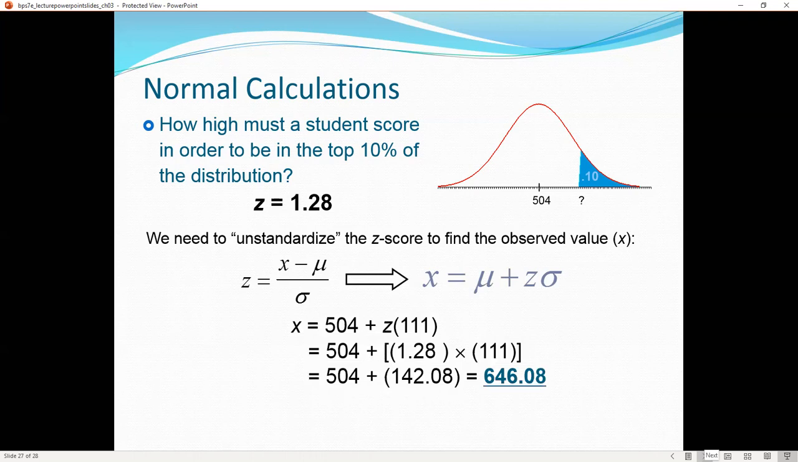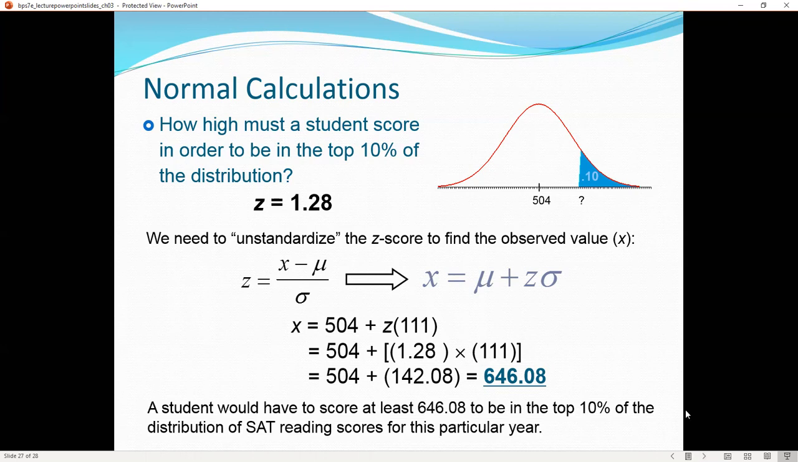to find the value 646.08. So what we're saying is, how high must a student score in order to be in the top 10% of the distribution? They must score 646.08 or higher to be in the top 10% of the distribution of the SAT reading scores for this particular year.